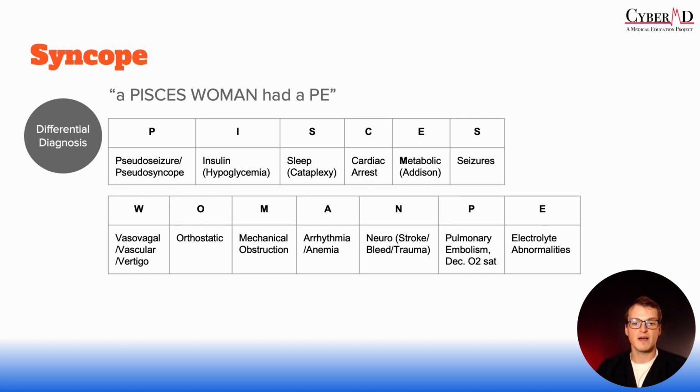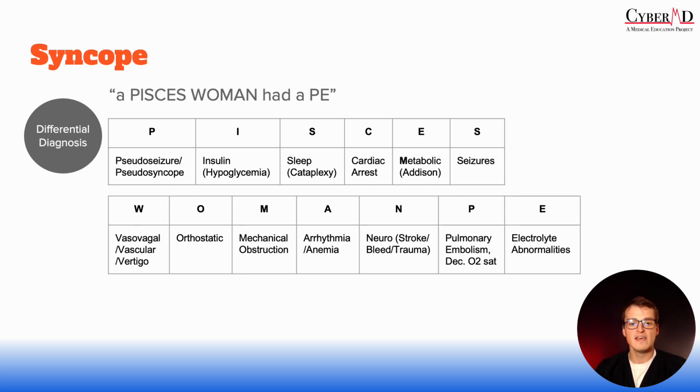So for the P in Pisces, we have pseudoseizure and pseudosyncope, and those are going to be non-epileptic events that can mimic seizures or mimic syncope, often associated with some sort of psychological distress. And you can take a detailed history, get witness accounts of what happened, and they'll have an EEG with normal findings, and that can help you differentiate that from true seizures.